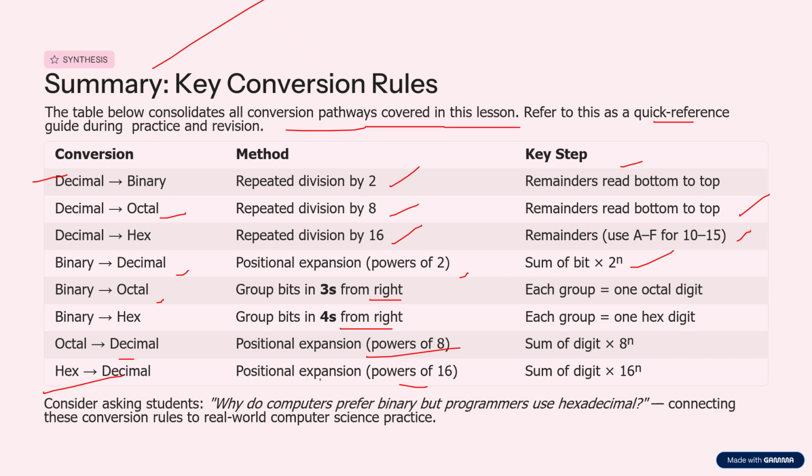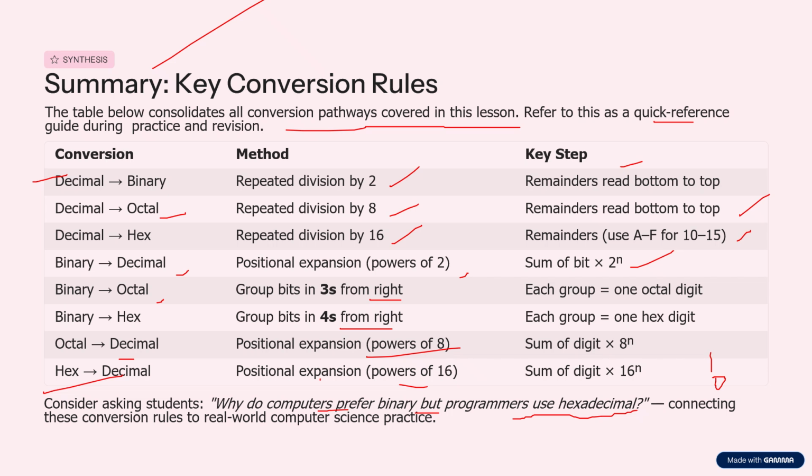Now a small question. Why do computers prefer binary but programmers use hexadecimal? Now, let us think. Computers are built from electronic circuits, transistors, that have only two stable states, 1 or 0. 1 means on and 0 means off. This makes binary ideal because it directly matches hardware. It's reliable and easy to implement electronically. All operations, logic, memory, processing are based on zeros and ones. So binary is the native language of computers.